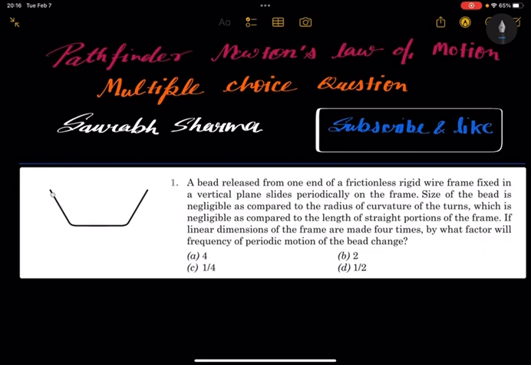The question is saying that a bead released from one end of a frictionless rigid wire frame fixed in a vertical plane slides periodically on the frame. The size of the bead is negligible as compared to the radius of curvature of the turns, which is negligible compared to the length of the straight portion in the frame. If the linear dimensions of the frame are made 4 times, by what factor does the frequency of periodic motion of the bead change?